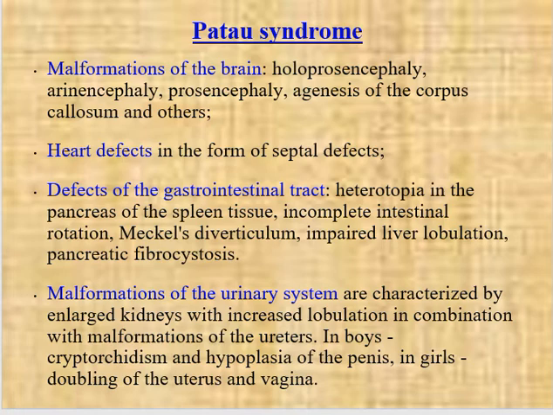Malformations of the urinary system are characterized by enlarged kidneys with increased lobulation in combination with malformations of the ureters. In boys, cryptorchidism and hypoplasia of the penis. In girls, doubling of the ureters and vagina.